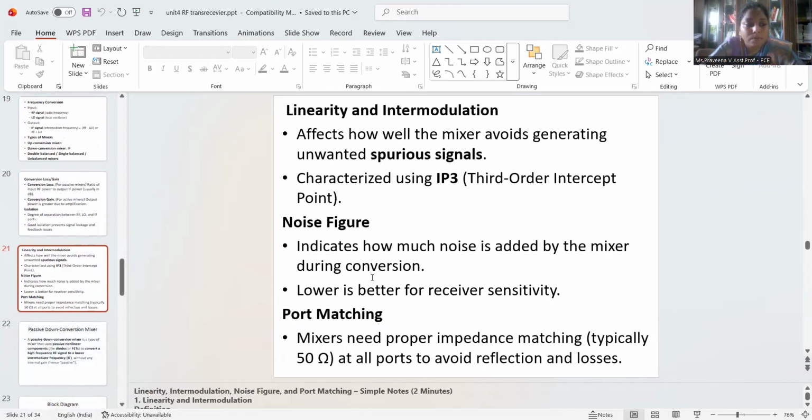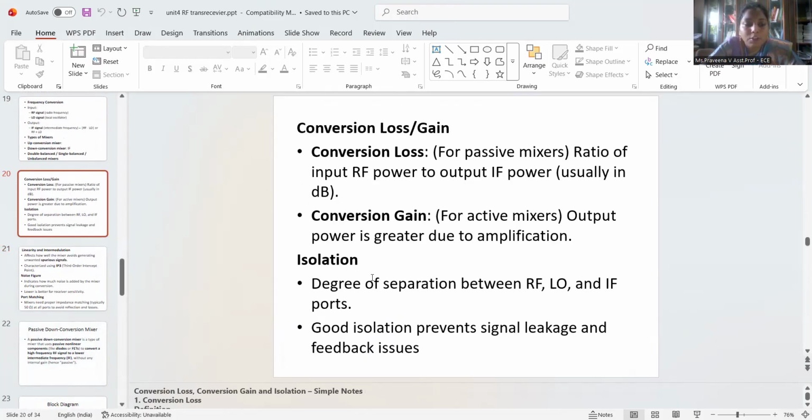And conversion loss. Conversion loss is a ratio. Conversion loss is the loss of signal power when a passive mixer converts one frequency to another. It is a ratio of RF input power to the IF output power. It is generally expressed in terms of dB, that is decibel. And conversion gain is for the active mixer, where output power will be greater due to the amplification.